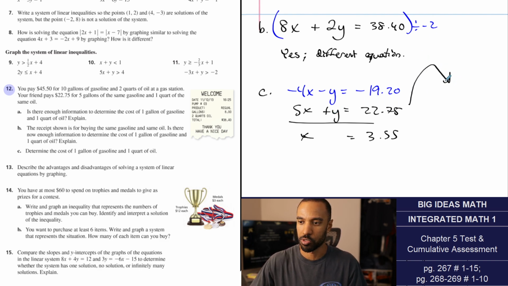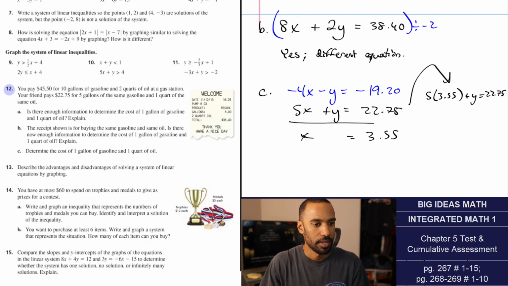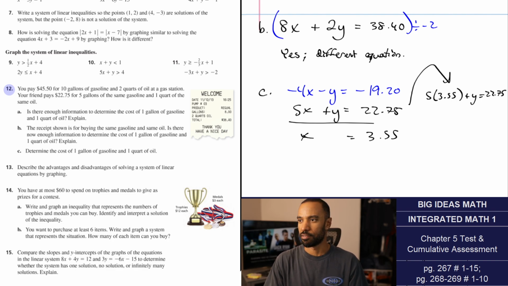So I can do 5x plus y. 5 times 3.55 plus y is 22.75. Let me use the calculator here. 5 times 355. Of course, it's frozen. Come on. 5 times 355. And then subtract 2275. I'm going to do it all in the calculator right now. Oh, is that $5? I think it's 1775.